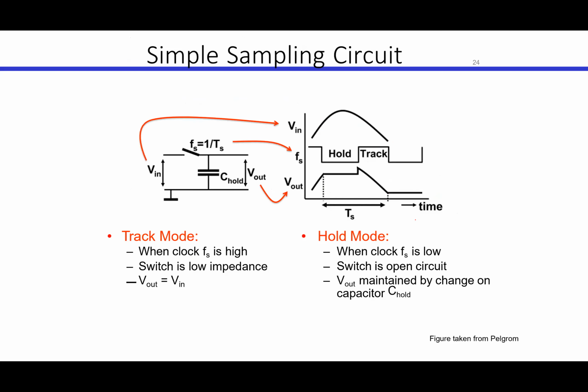One more time, in track mode, the clock is high and the switch will have a low impedance. Therefore, the V output is almost equal to Vn. And in the hold mode, when the clock goes low, the switch becomes open and the V output maintains the last value that was stored on the capacitor.